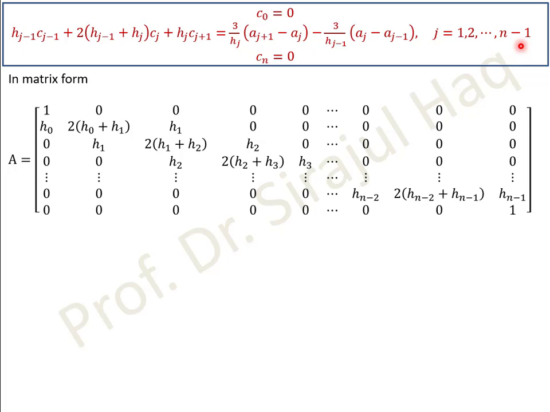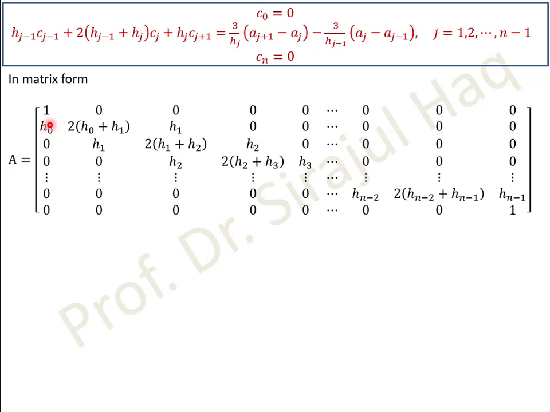J is equal to n minus 1. So this will become Cn minus 2, and this will become hn minus 2. The coefficient of Cn minus 2 is hn minus 2, which you can see over here. And similarly, this will become Cn minus 1. The coefficient of Cn minus 1 is 2 multiplied by hn minus 2 plus hn minus 1, and you can see this coefficient over here. And this will become Cn. The Cn coefficient is hn minus 1, which you can see over there.